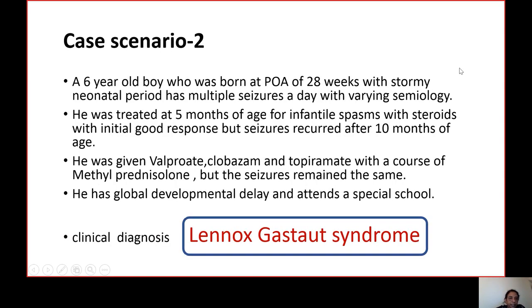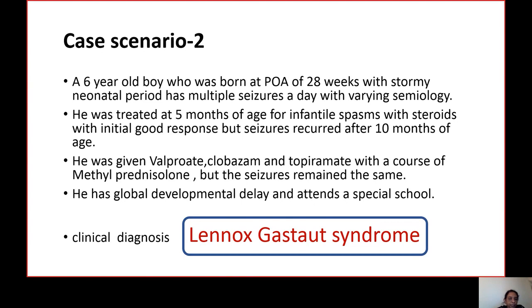Moving on to case scenario two. This is a six-year-old boy who was born at a POA of 28 weeks. He had a stormy neonatal period and multiple seizures a day with varying semiology. He was treated at 5 months for infantile spasms, which you all know, with steroids, with initially a good response, but the seizures recurred after 10 months of age.